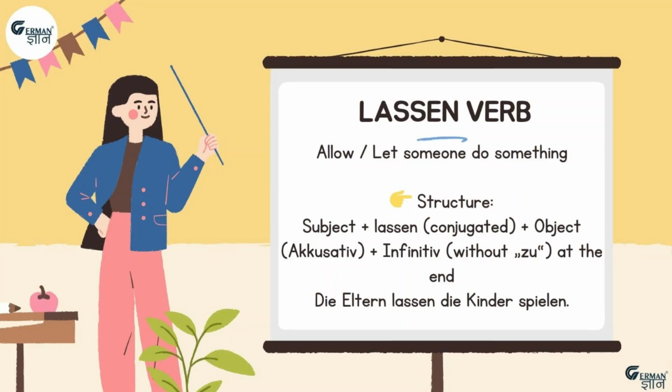Next we have the verb lassen, and we all know that lassen has many meanings, and one of the meanings is when we allow or let someone do something. In this case the sentence structure is first we write the subject, then lassen at the second place, which gets conjugated according to the subject, then we write the object and then we write the infinitive of the action verb at the end of the sentence without using zu. Here we don't use zu, we just simply write the infinitive of the action verb. So the example is Die Eltern lassen die Kinder spielen.